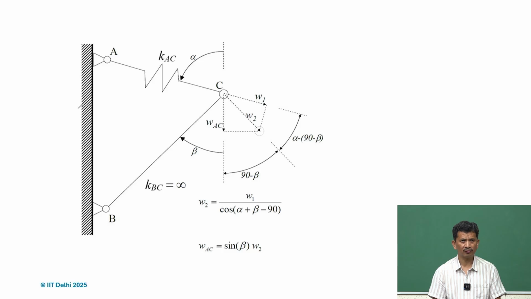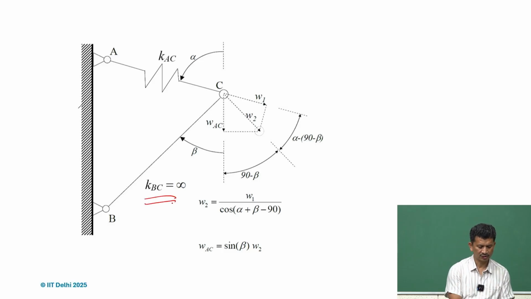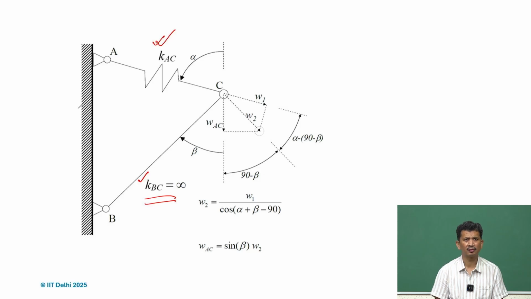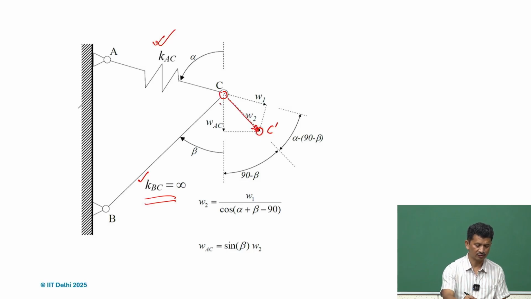For calculation of the deflections, we can proceed similarly. What we assume in the beginning is that KBC, the stiffness of the link BC, is very high, so infinitely rigid, and we find the contribution because of the deflection or the stiffness of the link AC. If force is applied, the point will reach here, C prime. We call this deflection W2, and since the other link is rigid, it will make 90 degrees, and then it will come here.